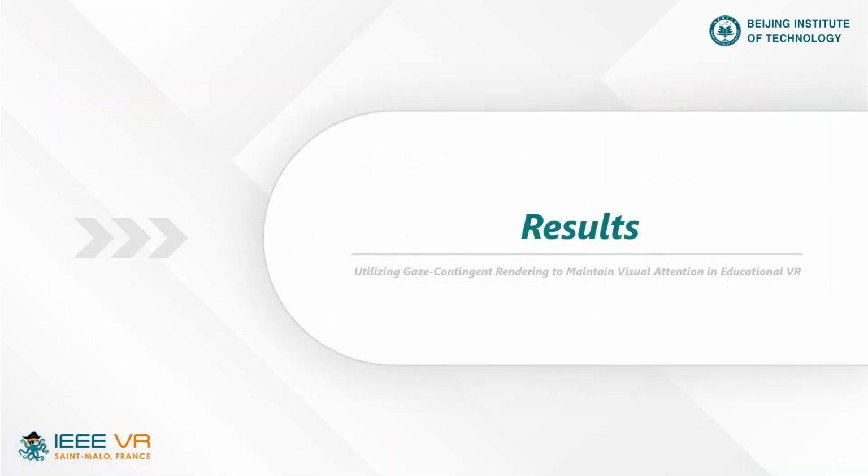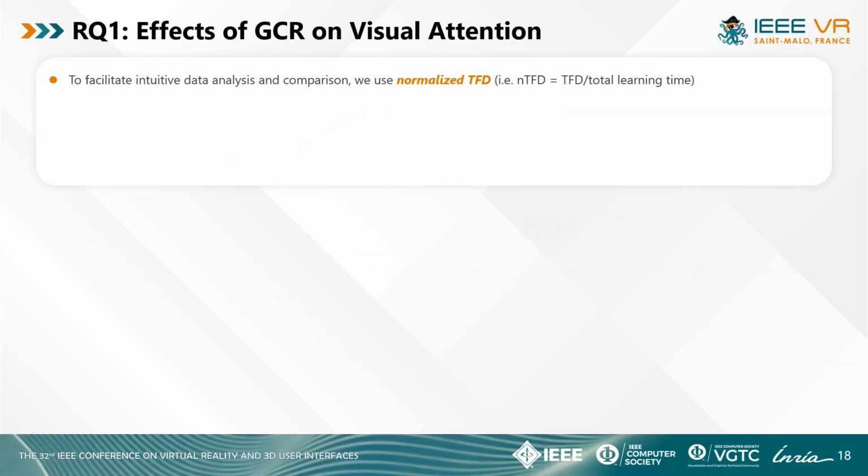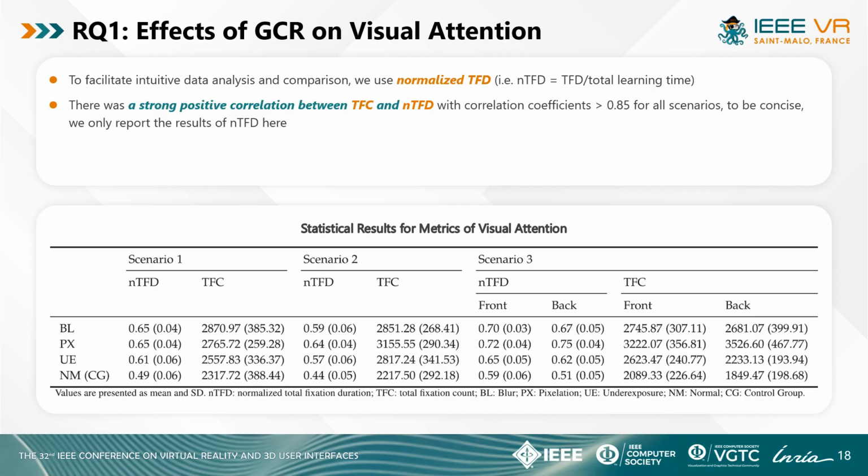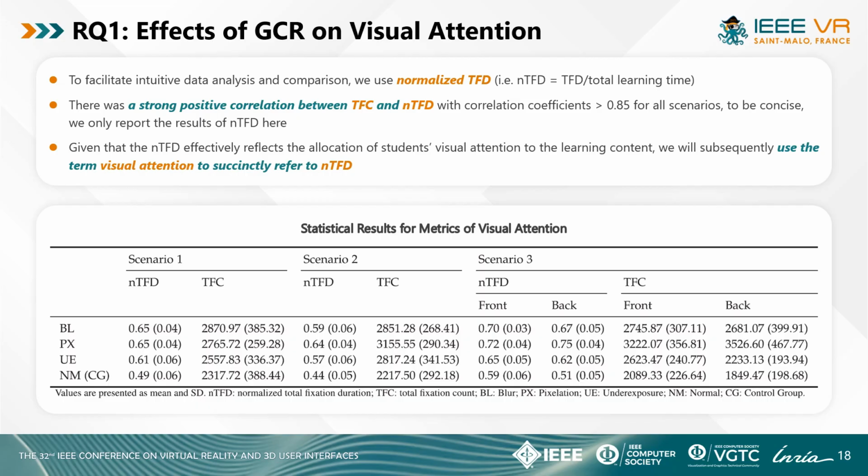Let's now discuss our findings, starting with visual attention. To make the data analysis and comparison more intuitive, we normalized the TFD by dividing it by the total learning time. As you can see in the table, there was a strong positive correlation between TFC and NTFD. To keep things simple, we'll only report the results for NTFD here.